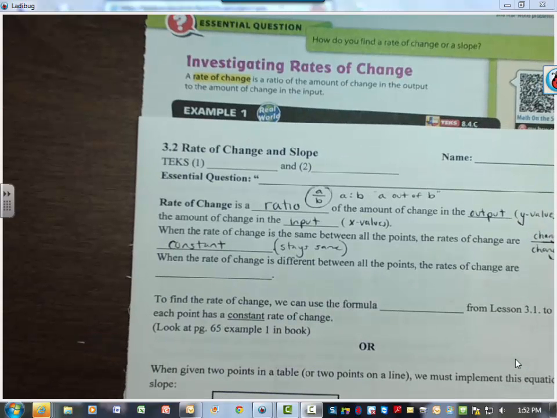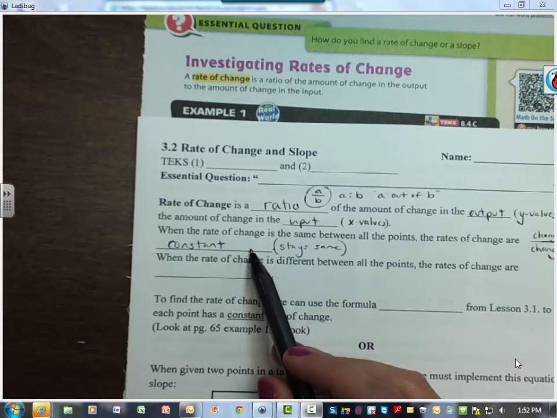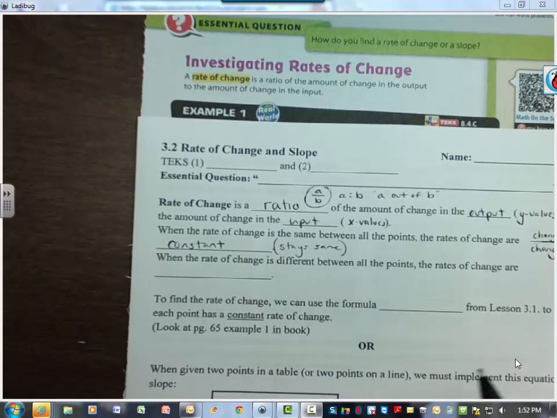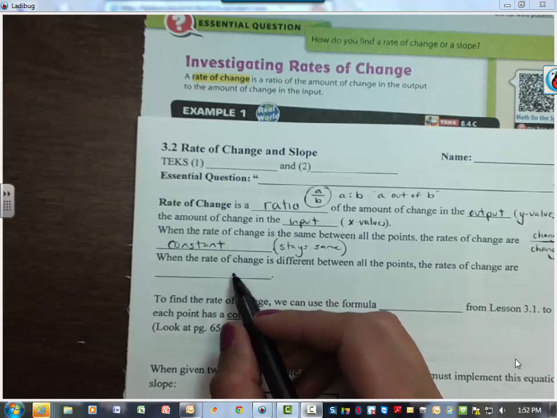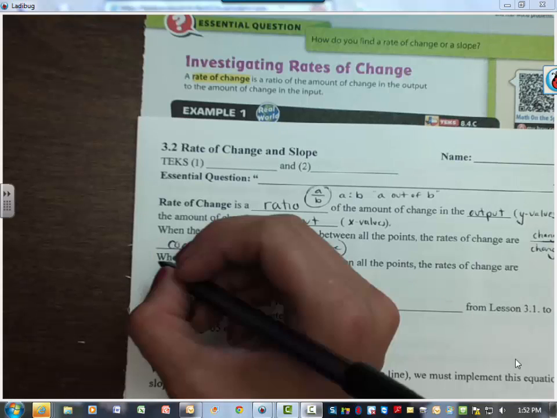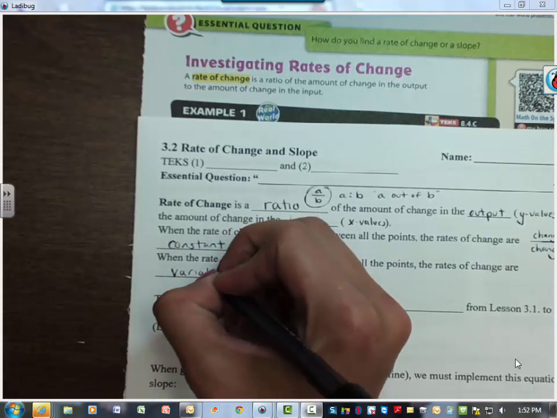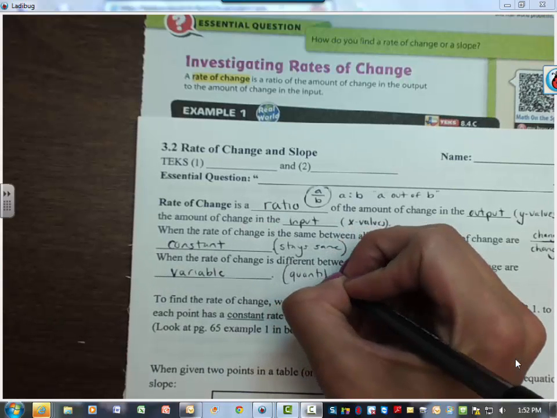After looking at example 1, we noticed that the rate of change was constant. Between the points it was 15, so we have that rate of change. Sometimes between points they're going to be different, and when the rate of change is different between the points, the rates are variable, which means that the quantity can change.